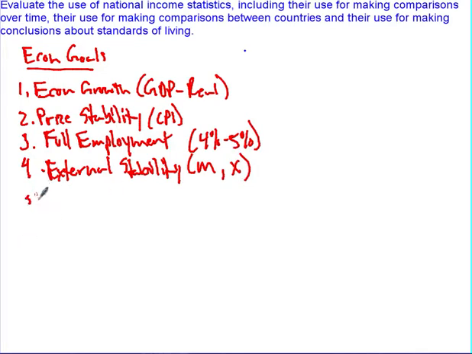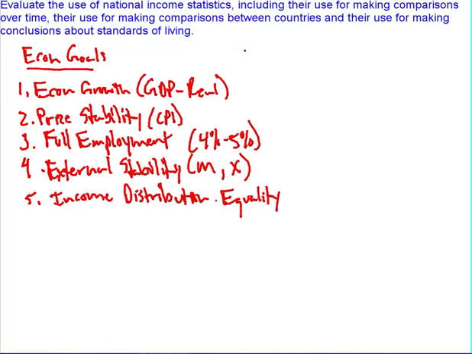And then finally you want some form of an equitable income distribution. All right, you don't want one person having all the wealth and everybody else having nothing. At the same time, you don't want to guarantee that everybody has the exact same amount. Neither of those are good. Where you fall in between, that's a debatable topic that we'll get into later. So these are our economic goals.